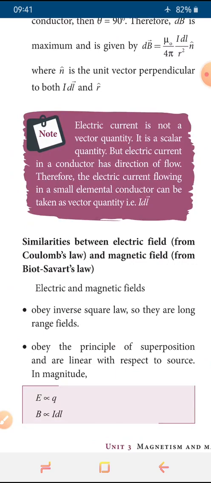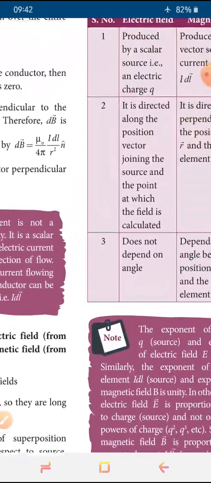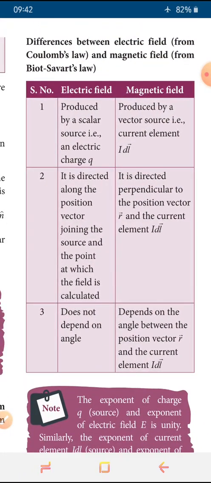So electric field is from Coulomb's law, magnetic field is from Biot-Savart law. Okay, so electric and magnetic fields, and see the comparison, similarities. It obeys inverse square law, then obey the principle of superposition and are linear with respect to source. Then we can write the formula E proportional to Q, B is proportional to Idl. And here there is a tabulation comparison between the electric and magnetic field, the difference between the electric and magnetic field.